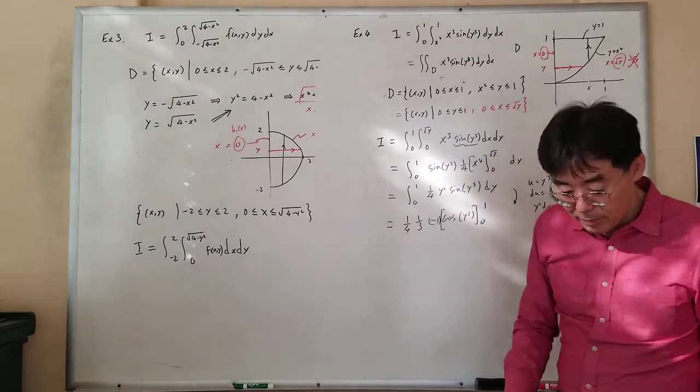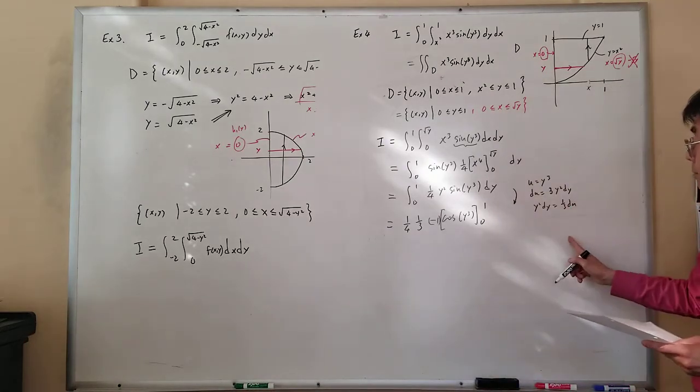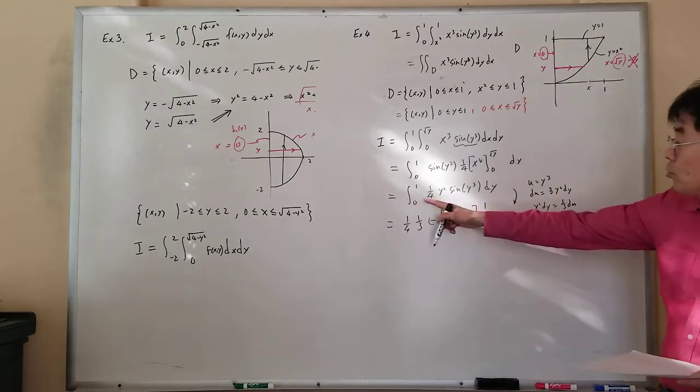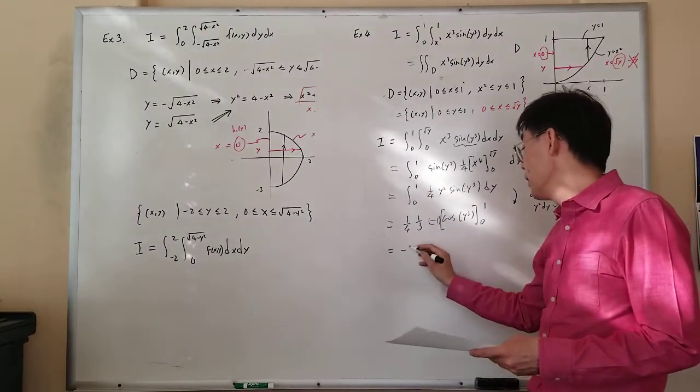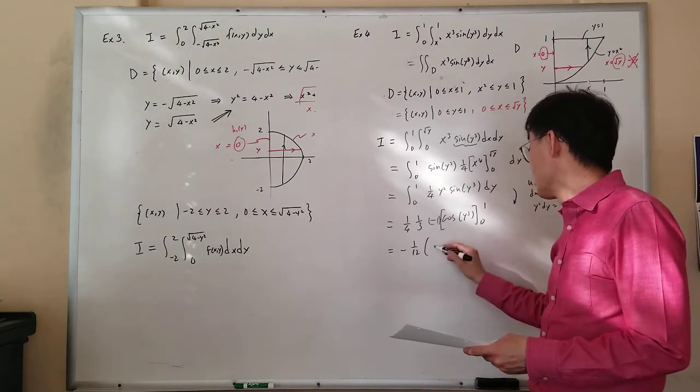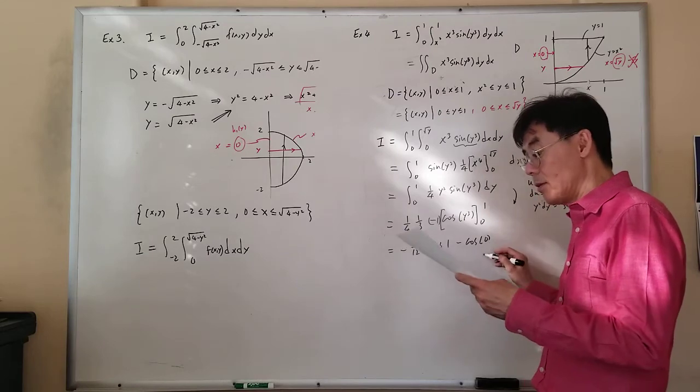0 to 1. You can use substitution if you want, then you have to change this value accordingly. Well, it's still 0 to 1. Anyway, so it's minus 1/12 times cosine of 1 minus cosine of 0.